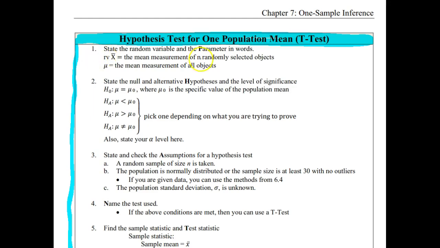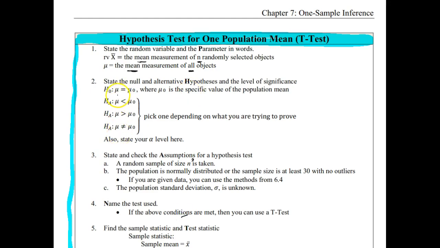So in the first one, we're going to be looking at a parameter. In this case, since we're dealing with quantitative data, that parameter is going to be the population mean. So mu is going to be the mean measurement of all the objects, which then our corresponding random variable for that from the sample will be x bar, which is going to be the mean measurement of n randomly selected objects. The H for PHANTOMS is hypotheses, and so for this one, again, our parameter now is going to be mu instead of p.